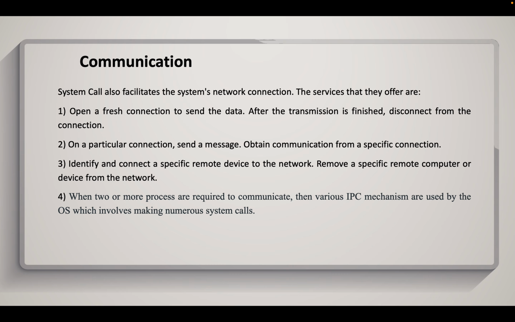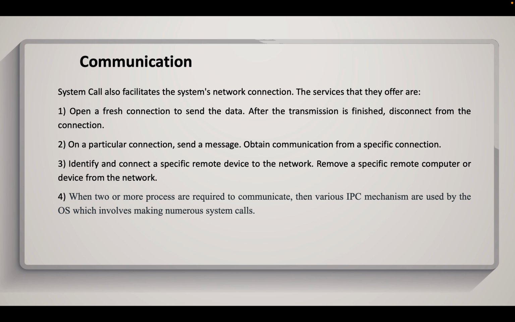When two or more processes are required to communicate, various inter-process communication mechanisms are used by the OS, which involves making numerous system calls. So communication means if two processes or two systems want to communicate, then system calls are used. For example, in Java or some operating systems, to communicate between systems, client and server, socket system calls will be used. To communicate between processes in a single system, inter-process communication tools like pipe, FIFO and so on will be used. So this is the communication type of system calls.